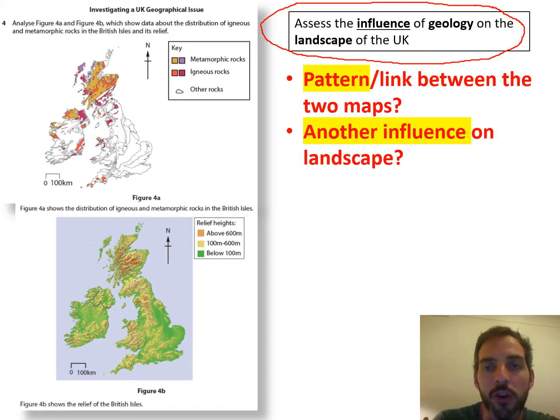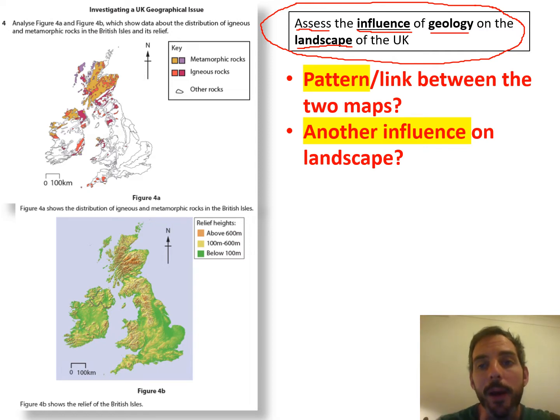So this question is similar to the ones that we've encountered in paper 1. It says assess. That word assess means measure. When you assess something, you measure something. How big, how small, how long term, how short term, how small scale, how large scale, how social, how economic something is. That is measuring. So we're measuring the influence of geology. If you remember, geology is rock type. So we're measuring the influence of rock type on the landscape of the UK.